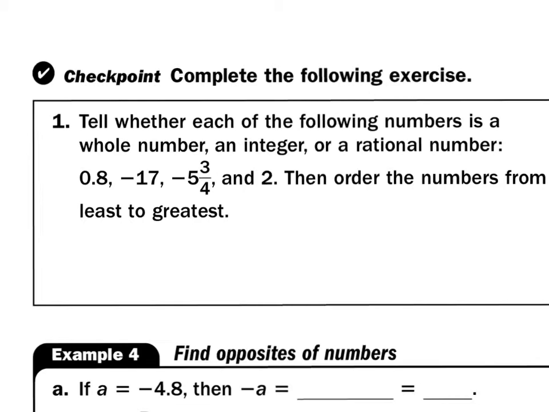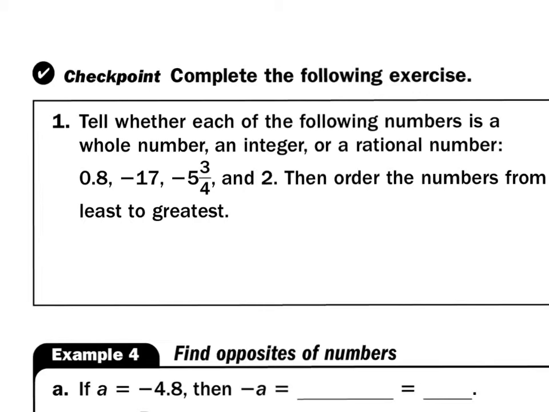We have a checkpoint. Now would be a good time to pause it and work on it yourself and then check your answers. We are to tell whether each of the following is a whole number, an integer, a rational number, and then we will order them from least to greatest.